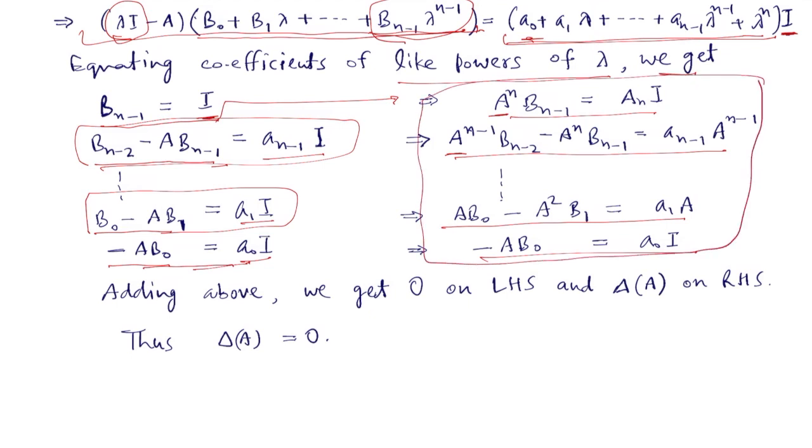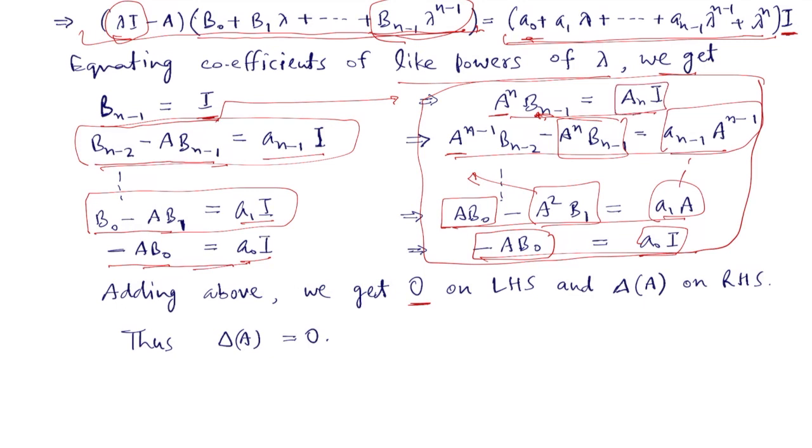Now we are adding these equations. So you see that A B naught cancels with this one, minus A square B naught will cancel here, and so on, and this one cancels with this one. So the left hand side becomes 0. So LHS is 0, and on the right hand side we have a naught I plus a1 A and so on, a(n minus 1) A to the n minus 1, then an A to the n, and this is nothing but delta(A), the characteristic polynomial evaluated at A, and so delta(A) is equal to 0, and so A satisfies its characteristic polynomial.